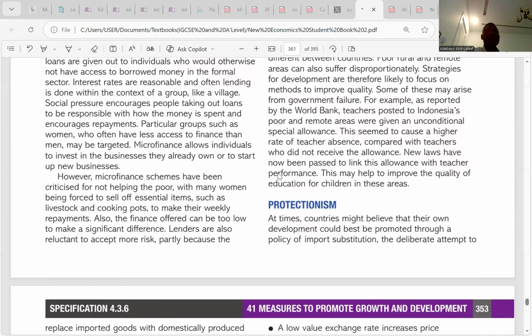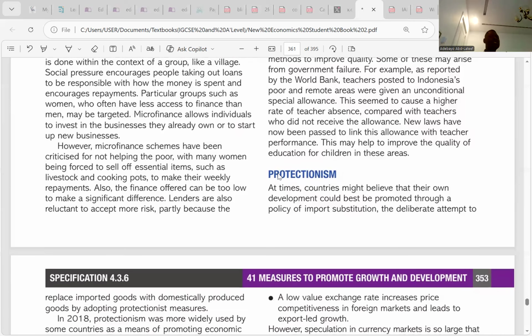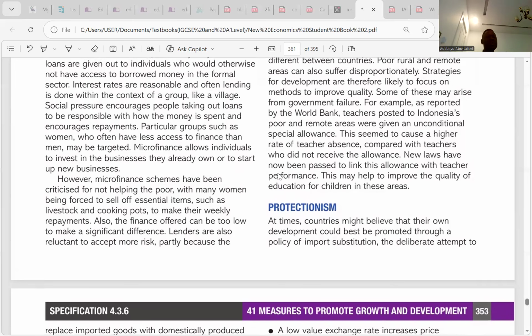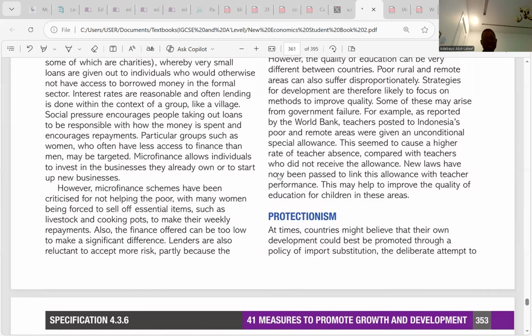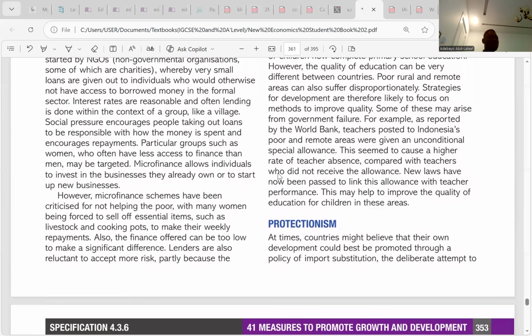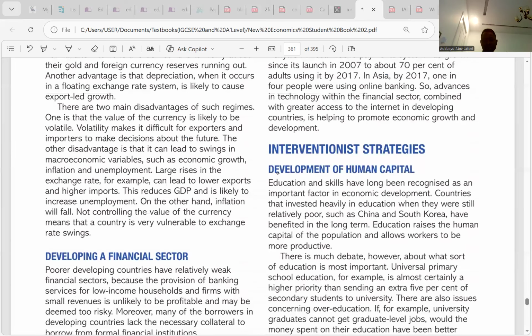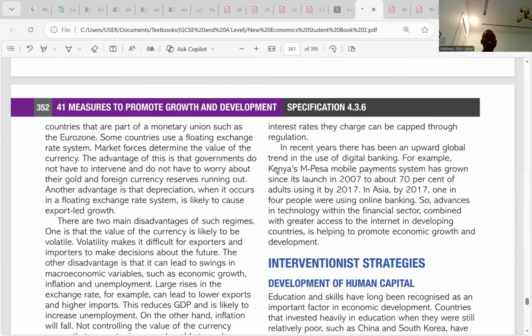However, microfinance schemes have been criticized for not helping the poor, with many women being forced to sell off essential items such as livestock and cooking pots to make their weekly repayments. Also, the finance offered can be too low to make a significant difference. Lenders are also reluctant to accept more risk, partly because the interest rates they charge can be capped through regulation.